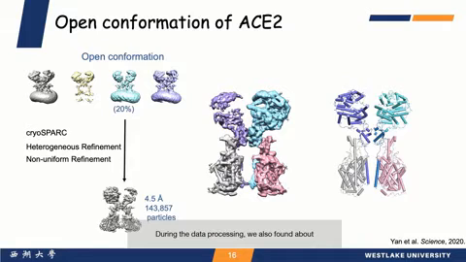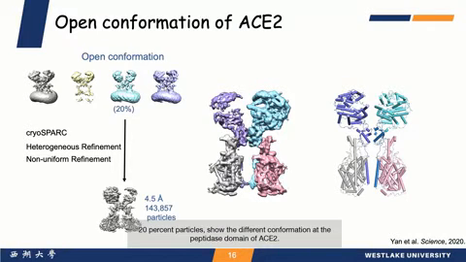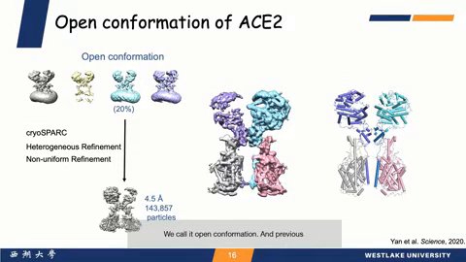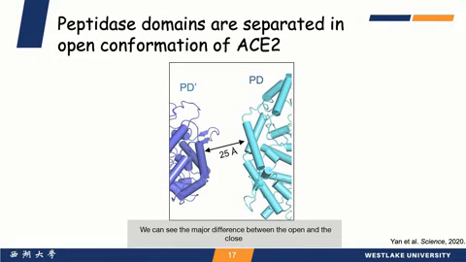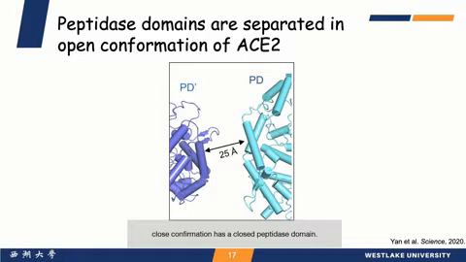During the data processing, we also found about 20% of particles showed a different conformation at the peptidase domain of ACE2. We call it the open conformation. The previous one is called the closed conformation. We can see that the major difference between the open and the closed conformation of ACE2 is that the peptidase domains are separated away in the open conformation, and the closed conformation has a closed peptidase domain.